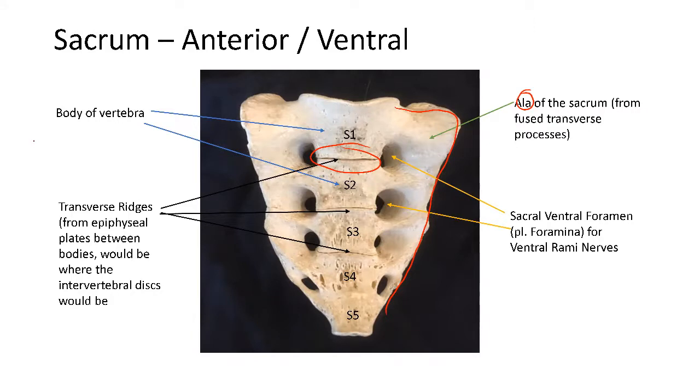And very importantly, we have these ventral sacral foramina. The order, sacral and ventral, doesn't matter as long as you get both concepts. It is the sacrum and this is ventral. This is one of the few places that we actually have to use the word ventral. The plural of foramen is foramina, for the ventral rami nerves. Rami is the plural of ramus.